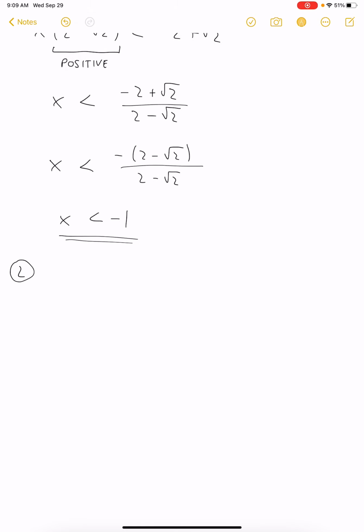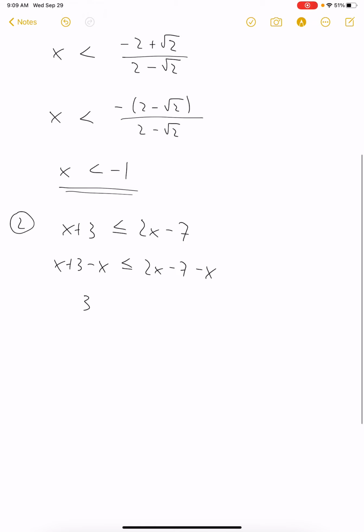Problem number 2. x plus 3 is smaller or equal to 2x minus 7. We'll first move all x's to the same side of the equation by subtracting x from both sides. x plus 3 minus x is smaller or equal to 2x minus 7 minus x, which means 3 is smaller than or equal to x minus 7.